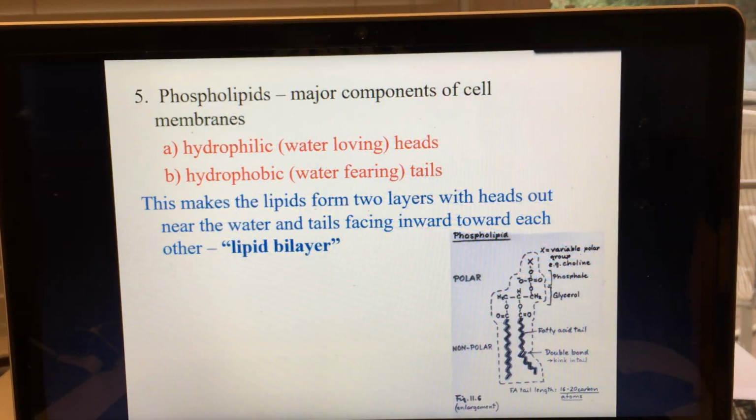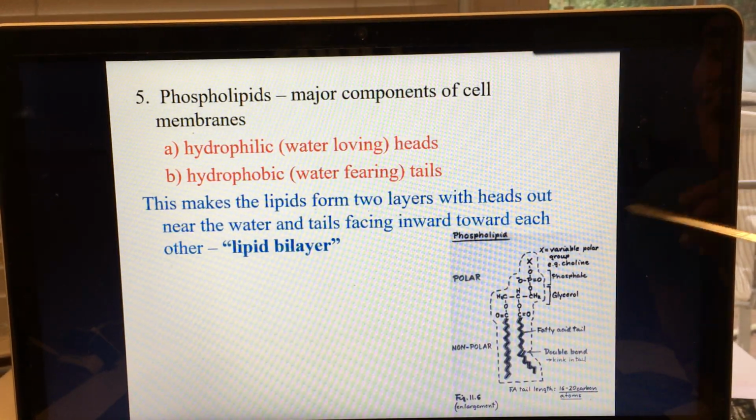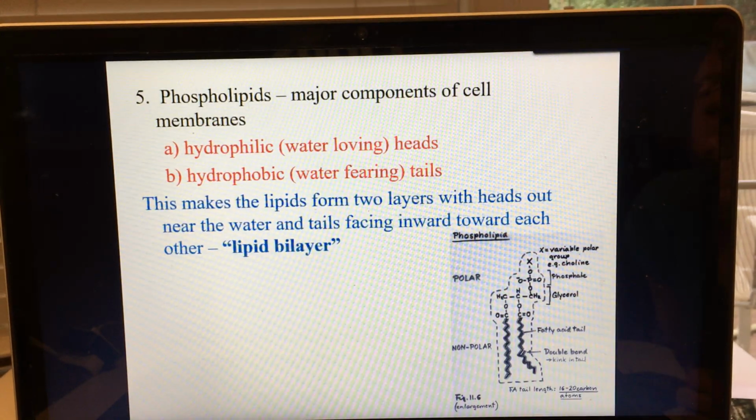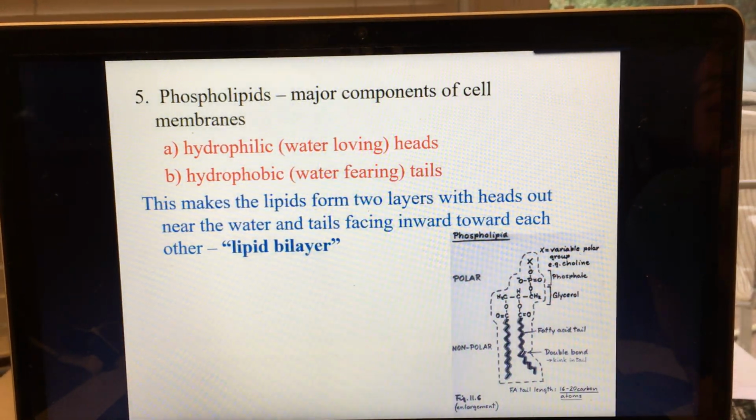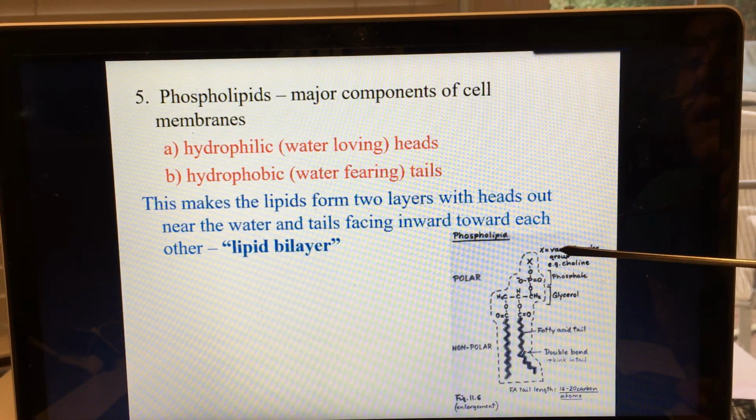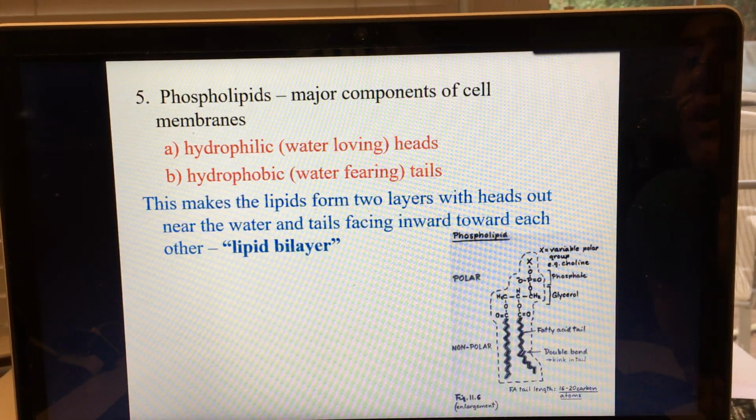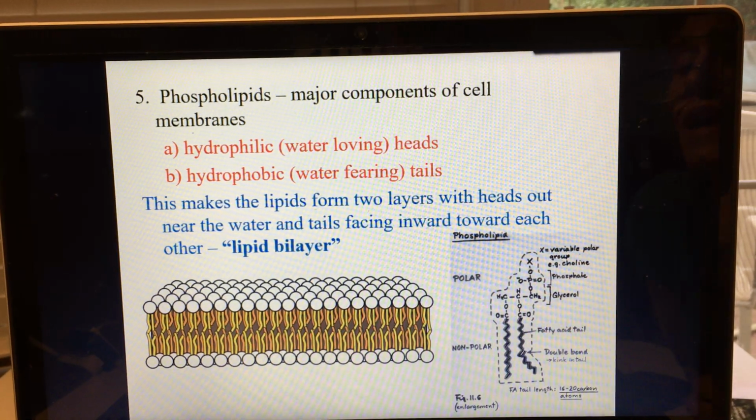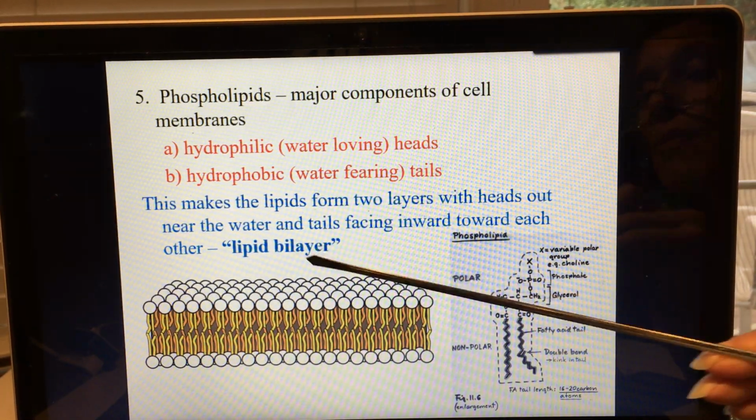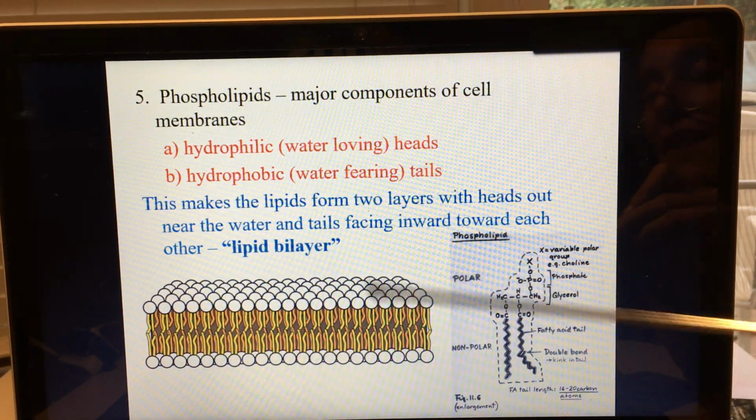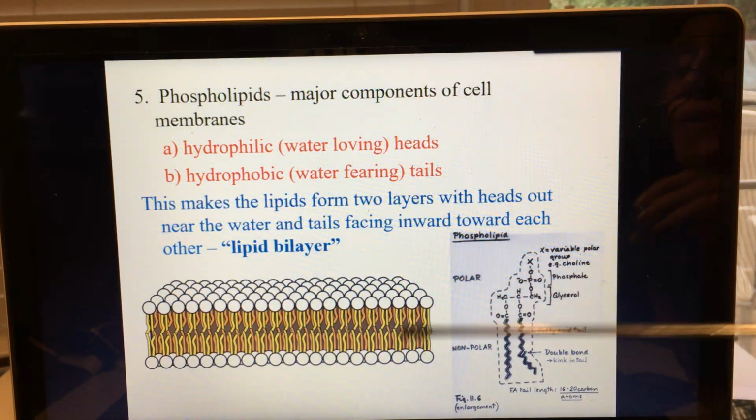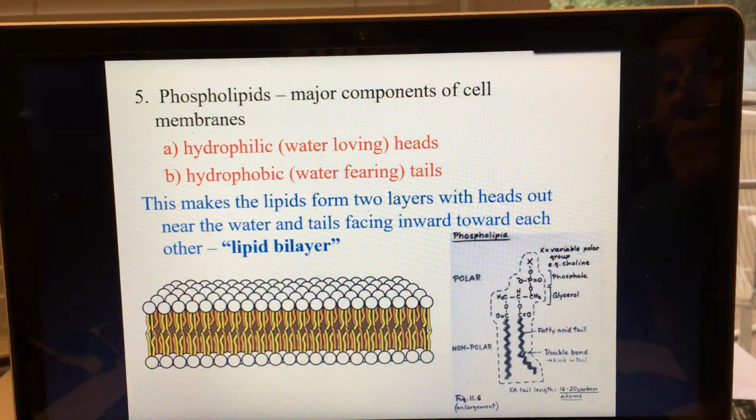So, because you have a hydrophilic and a hydrophobic end, it makes lipid bilayers form. So you end up with lipids forming 2 layers, with the heads on the outside near water and the tails facing inwards towards each other, because you've got to consider that, if this is a cross section and if this were part of a cell membrane, there would be water on the outside of the cell. There would also be water on the inside of the cell. So this is referred to often as a phospholipid bilayer.